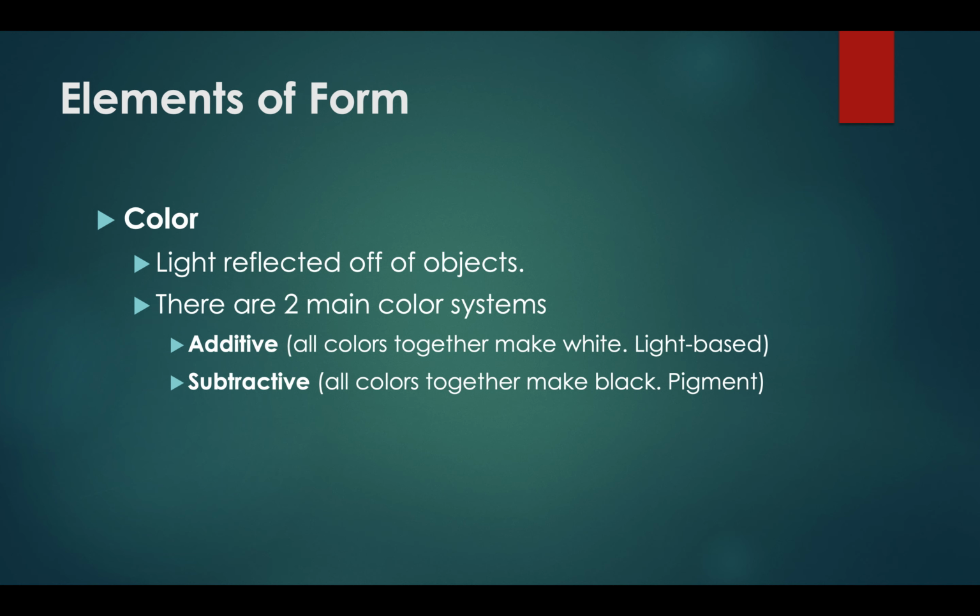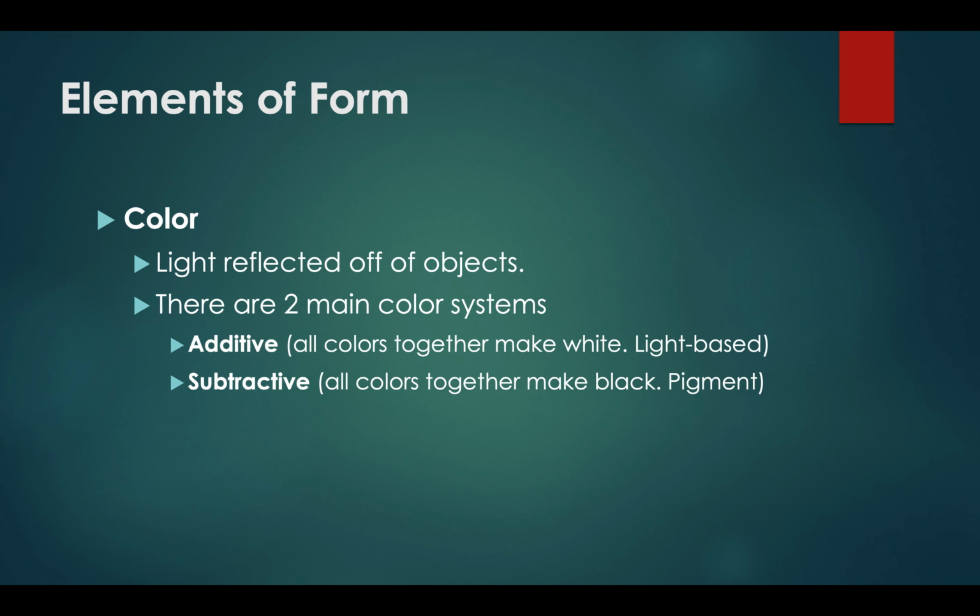So when you're working on a screen, if you looked really, really close at your screen, you would see that every single pixel is actually made up of a red, a blue, and a green diode. When all of them are on, you'll see white. When all of them are off, you'll see black. So all the colors together create white.